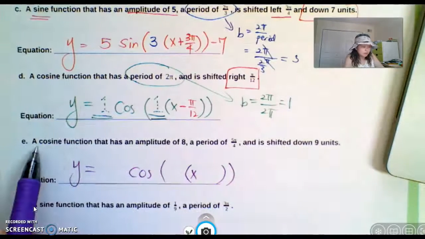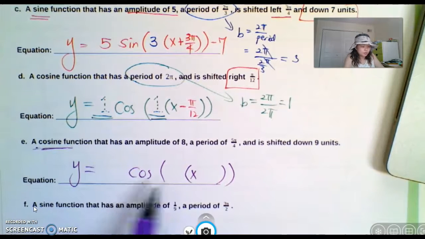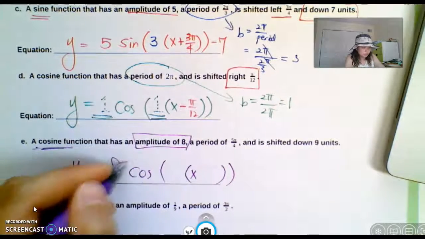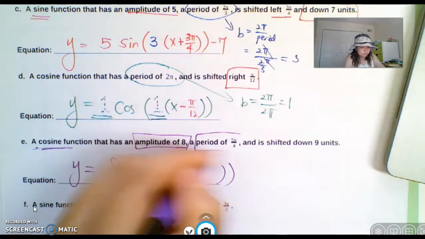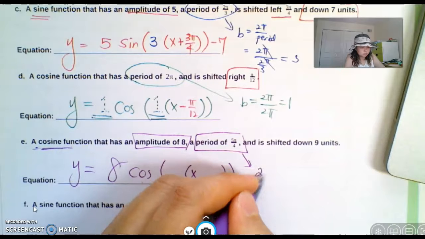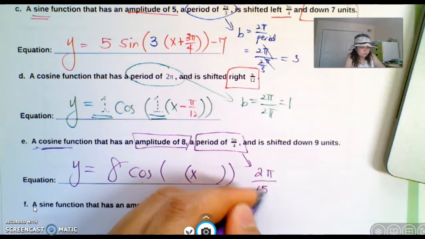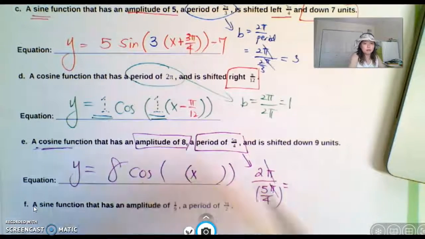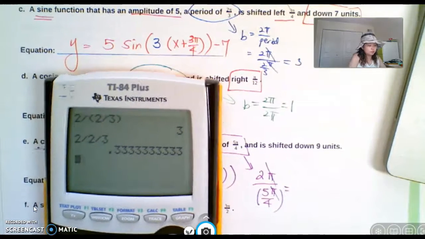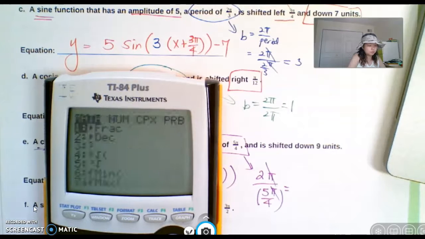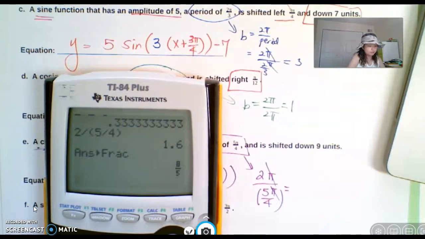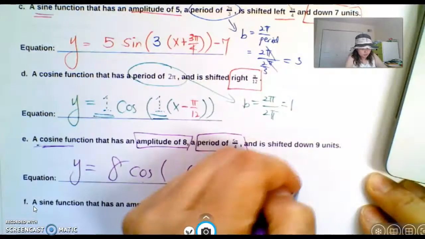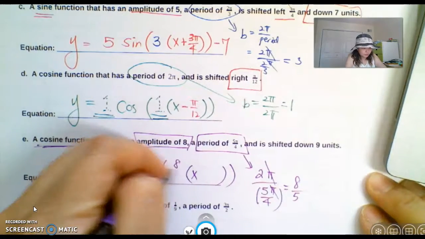One more time. Cosine, so I'm putting cosine, double parentheses, and put x. Amplitude of 8. Now we're talking, 8. Period of 5 pi over 4. So it is 2 pi divided by 5 pi over 4. Pi cancel out. 2 divided by 5 over 4 is 1.6, or the same thing as 8 over 5. So 8 over 5 goes right there in front of the x.